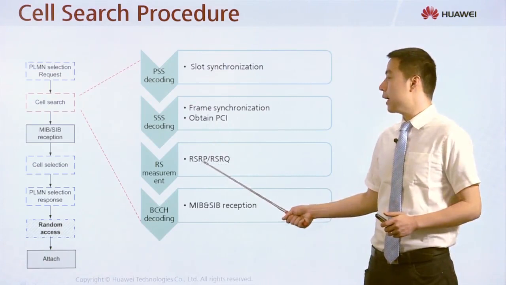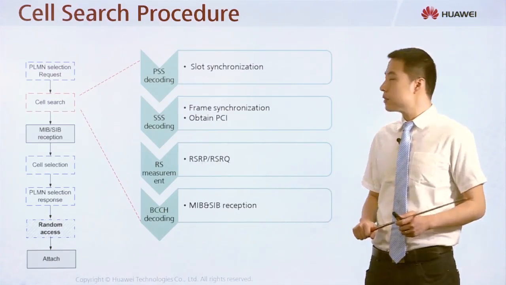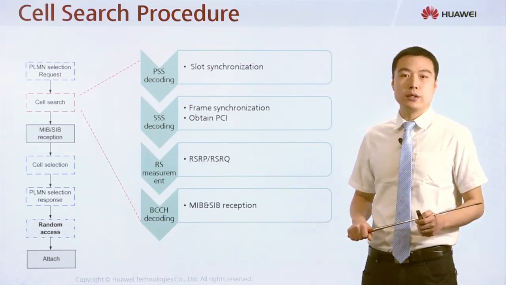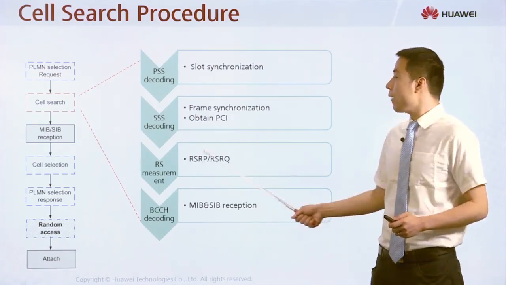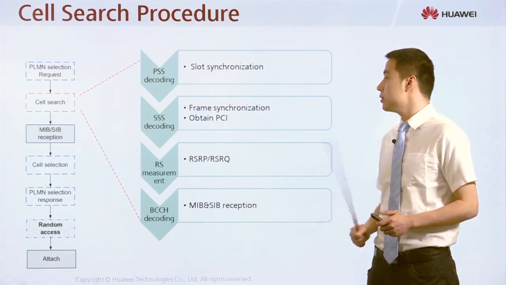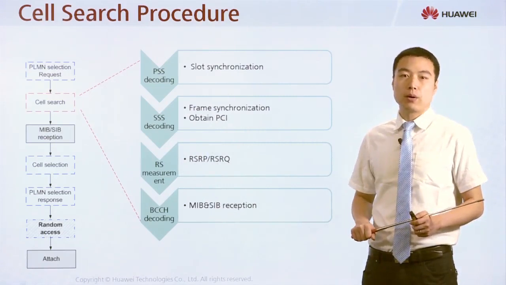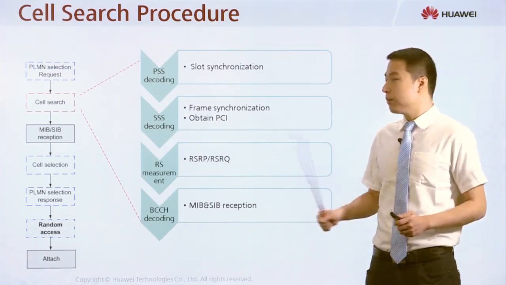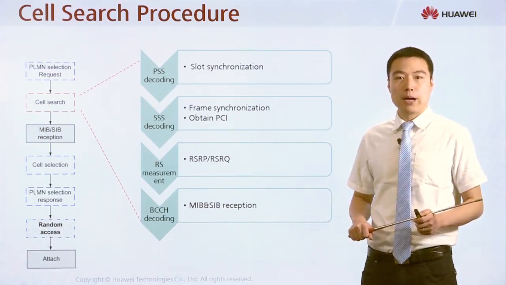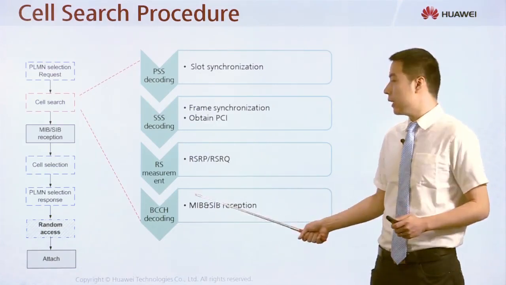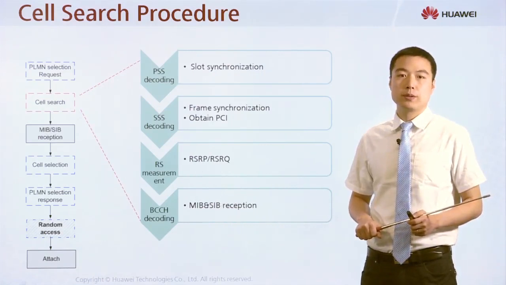One indicates the signal strength, and the other indicates the signal quality. RSRP and RSRQ are measured by the UE based on the reference signal received from that cell. After UE measures the signal quality and the signal strength, UE will continue to receive the broadcasting message from that cell. The MIB and the SIB are the broadcasting messages sent by the broadcasting channels. MIB means master information block, and SIB means system information block.